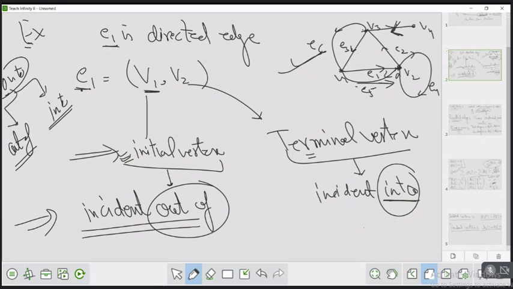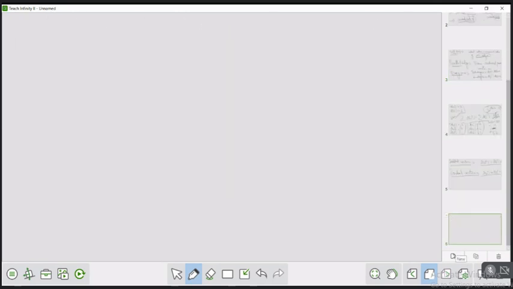Now we move to some special types of graph, special graphs in digraph. As you know the special graphs in undirected graphs, like simple graph, symmetric graph, complete graph, regular graph, the same here there are some special graphs. So the first one is the simple digraph. What do you mean by simple graph? No self loop or parallel edges.